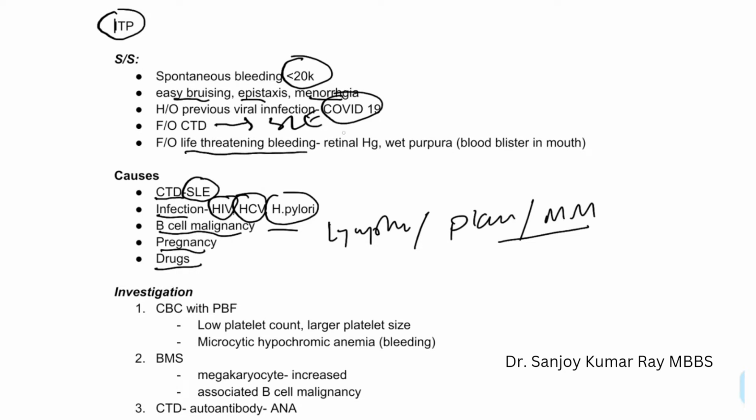The question is, what are the features of life-threatening bleeding? Number one, retinal hemorrhage on fundoscopy, and the wet purpura. Wet purpura means bloody blister in the oral mucosa.